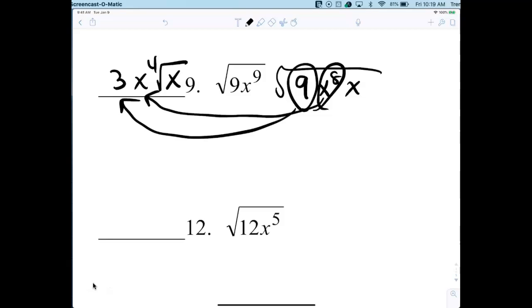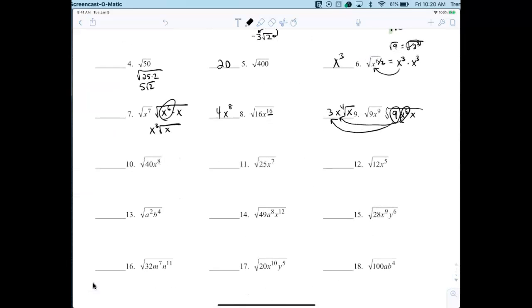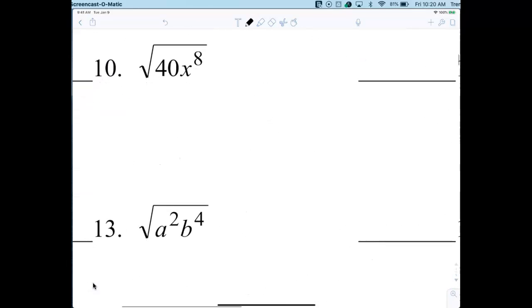Come on, we're going to keep going. Here we go. Is 40 a perfect square? No. What perfect square is in 40? 4 times 10. Beautiful. So we write down 4 times 10. Is x to the 8th a perfect square? Yes. So you leave x to the 8th.